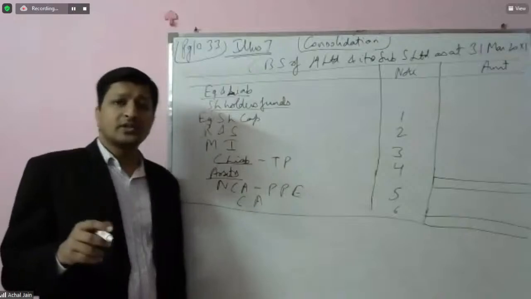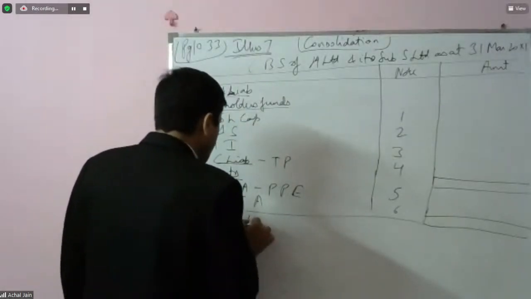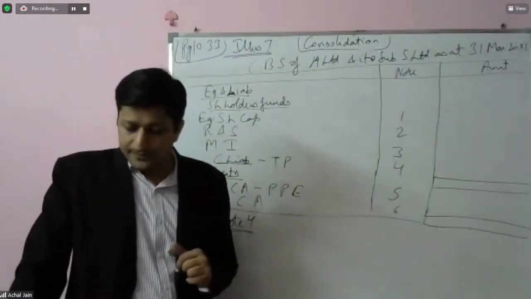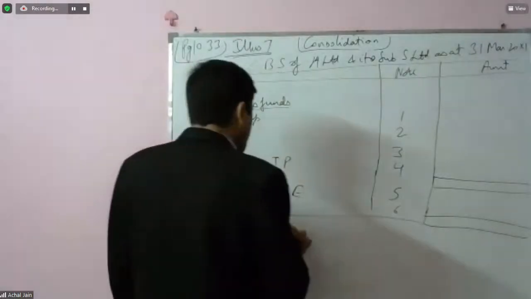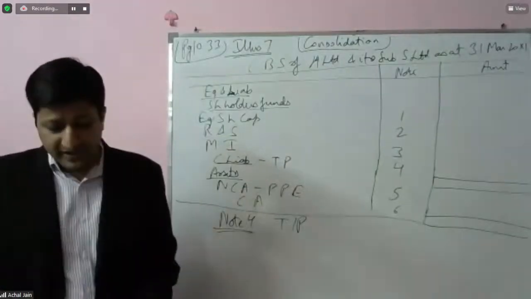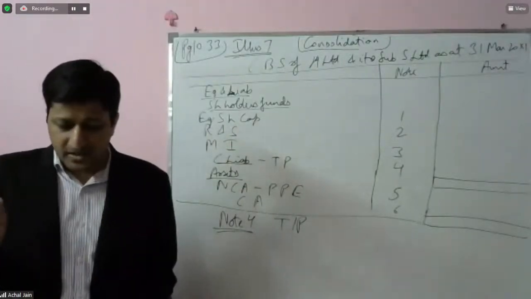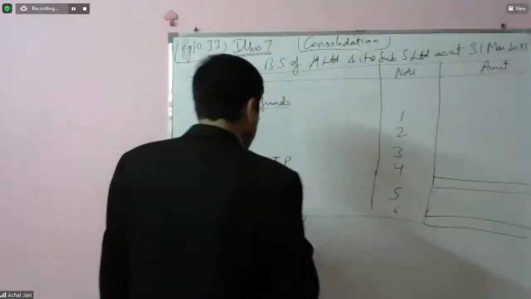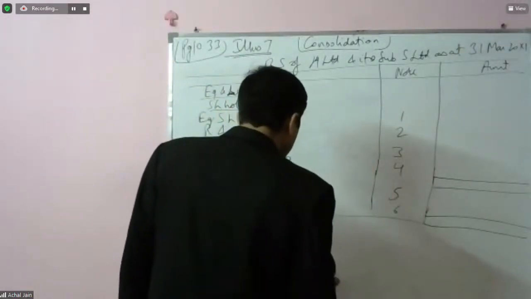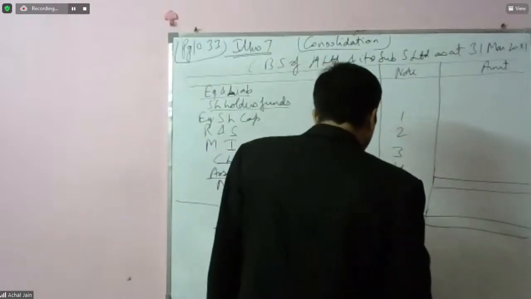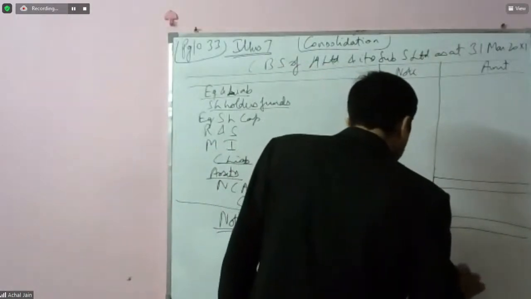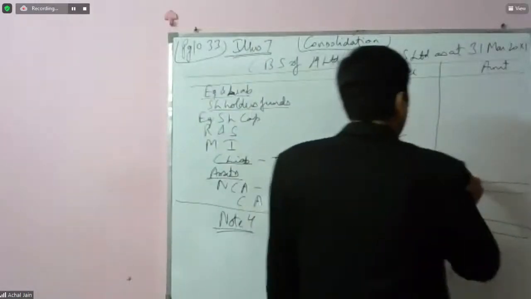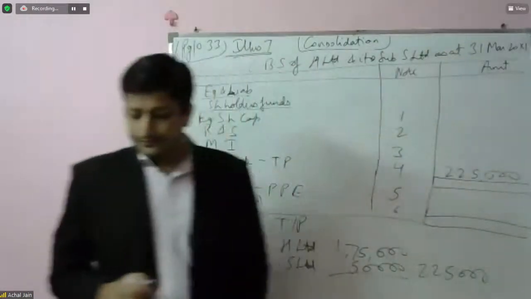But for the time being, I'm not doing this again. I'm just writing note number 4 first of all. But as I told you, don't do that. This is because of the space constraint I have to do this. Trade payable. Note number 4 is trade payable. Now, for trade payable, do we have any adjustment? No. So we need to just simply add the balances of H and S. 1,75,000 and 50,000. So this becomes 2,25,000. So we can just straight away take this amount over here. 2,25,000. Correct?